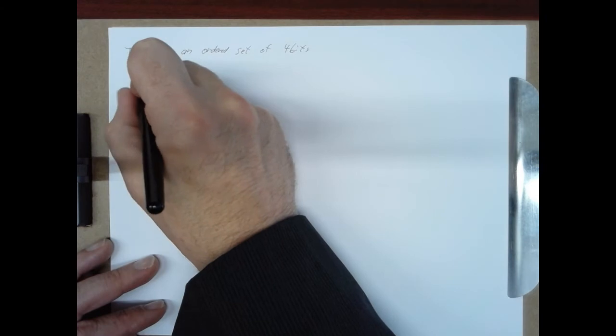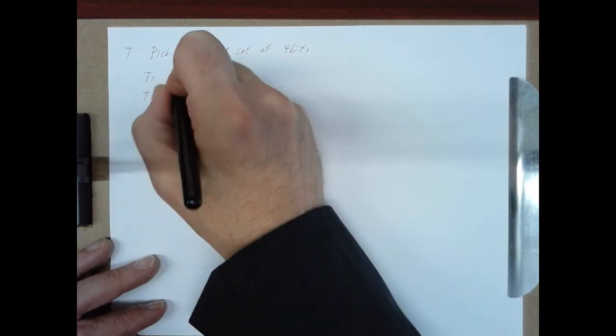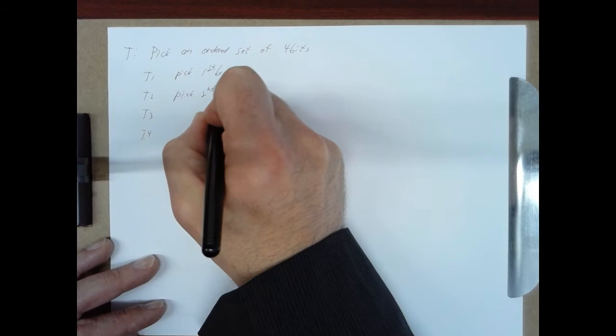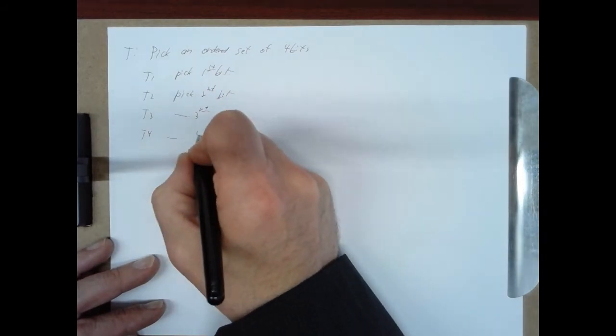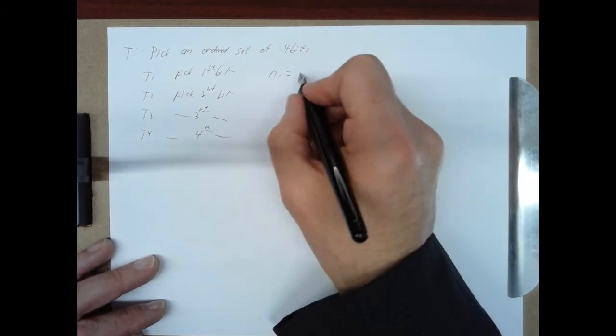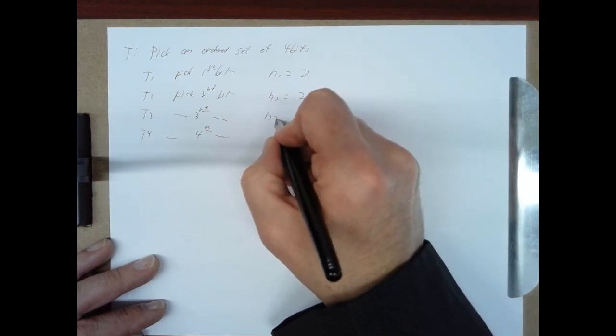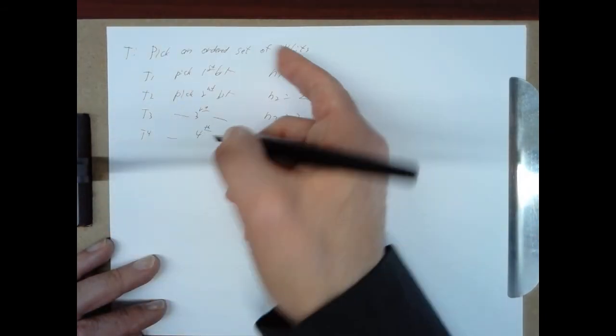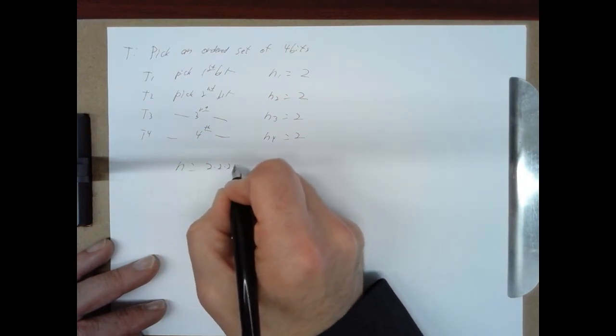Suppose our task is to pick an ordered set of 4 bits. So bit 0, bit 1, bit 2, bit 3. We want to pick exactly 4 bits in a particular order. We can split this into 4 subtasks. T1, pick the first bit. T2, pick the second bit. T3, pick the third bit. T4, pick the 4th bit. How many ways can we choose a bit? It's a 0 or a 1. How many ways can we choose the second bit? And the third and the 4th? 2 ways each. So the total number of ways that we can choose a 4-bit number is 16.